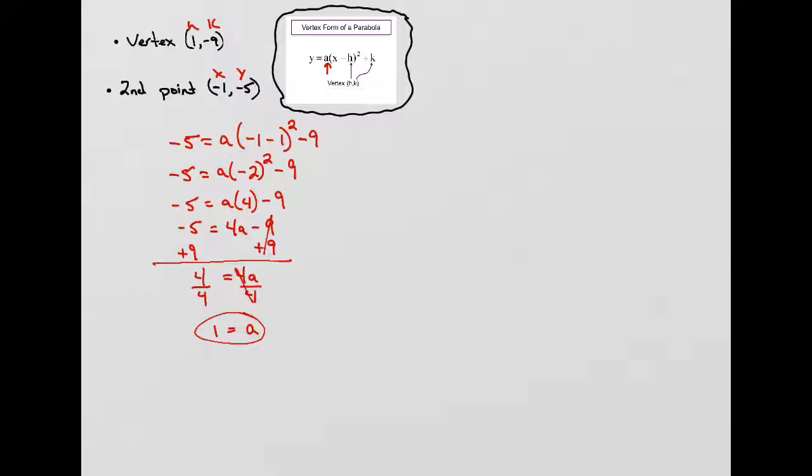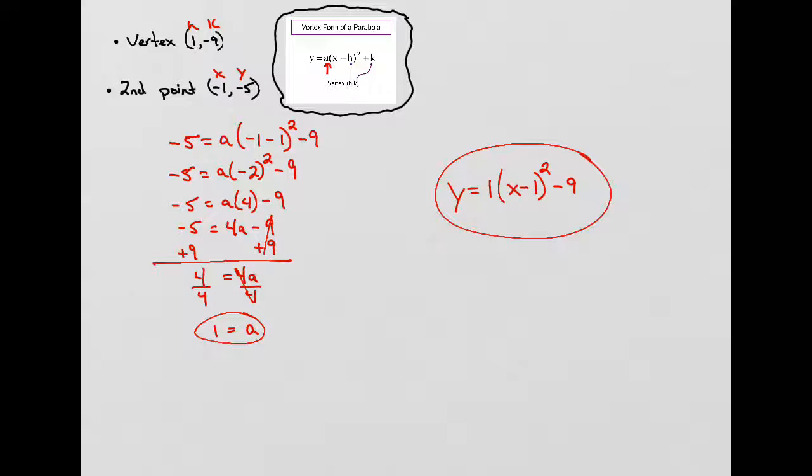Now, that's the a value in vertex form. But I'm not in vertex form yet. I still need to plug back in the a, the h, and the k in order to be in vertex form all the way. So my final answer when I'm in vertex form is going to be y is equal to my a value, which is 1, times x minus my h value squared, and then with my k. And this is vertex form.